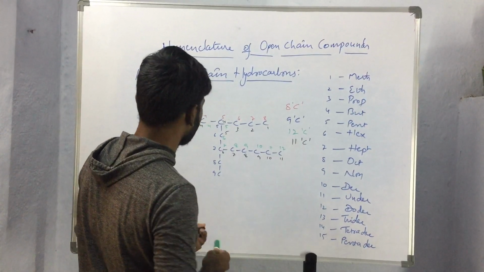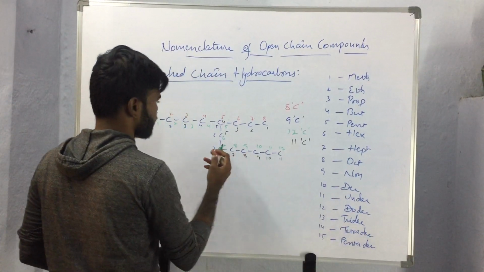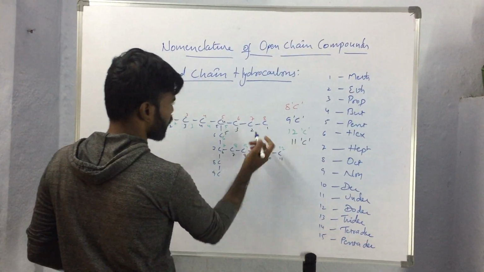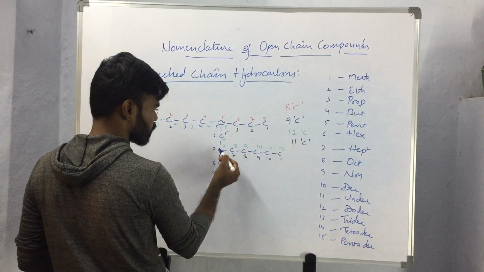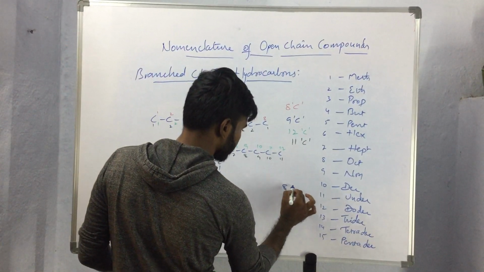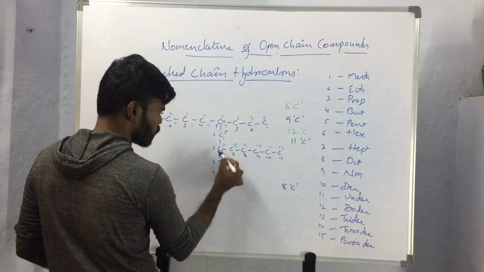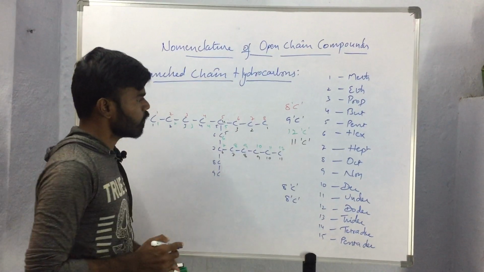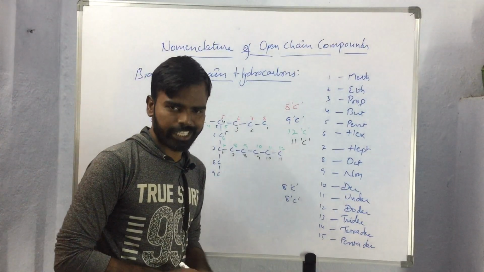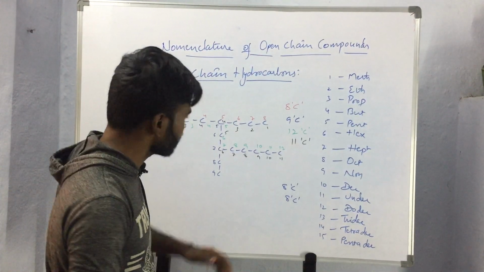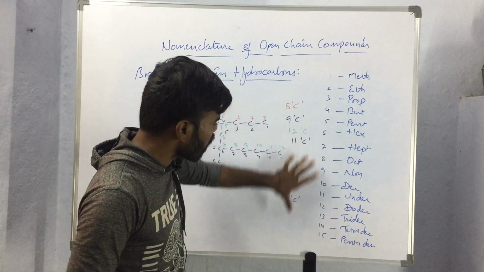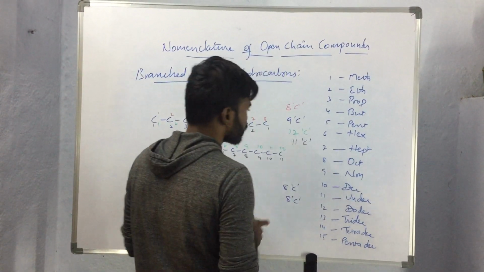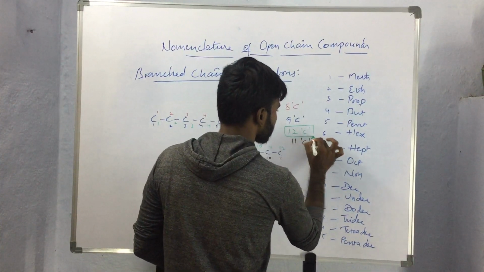Then we have two more possibilities. Like this: 1 2 3 4 5 6 7 8. Here also 8 carbon atoms, and finally 1 2 3 4 5 6 7 8, again 8 carbon atoms. So totally we have 6 possibilities for the continuous chains in this compound. Among all these possibilities, the chain that contains 12 carbon atoms will be the longest chain.